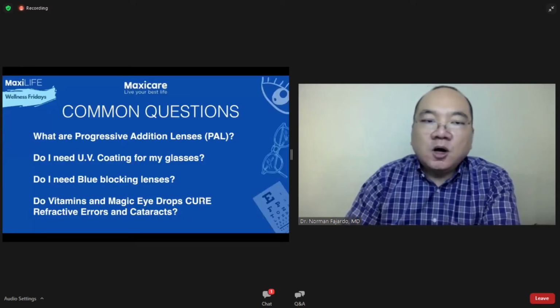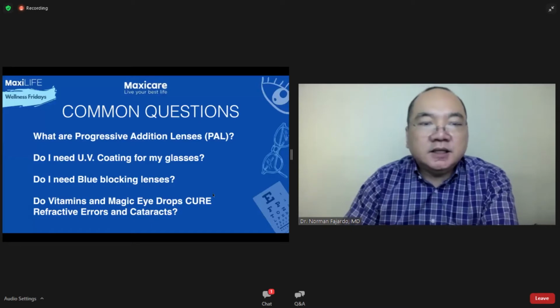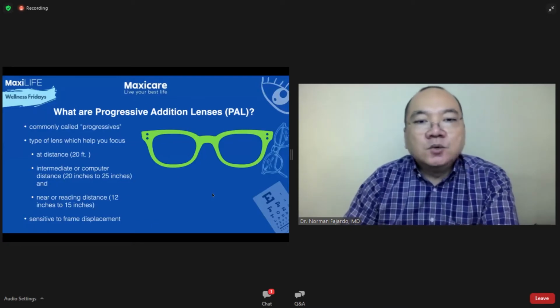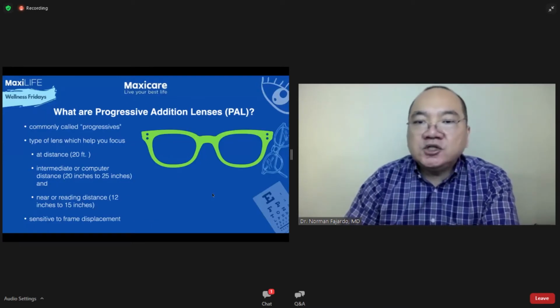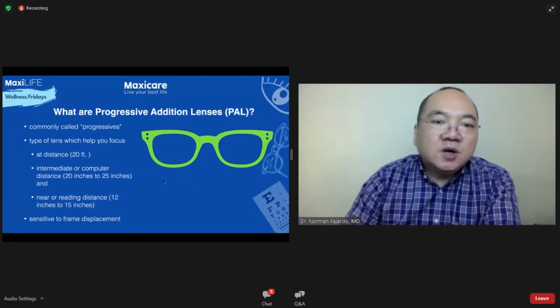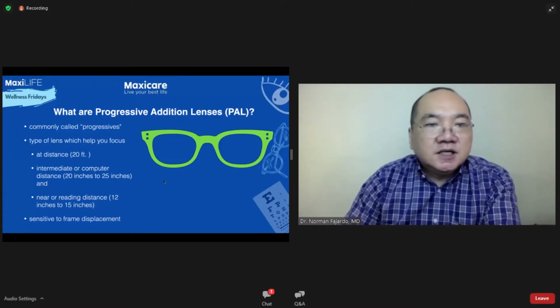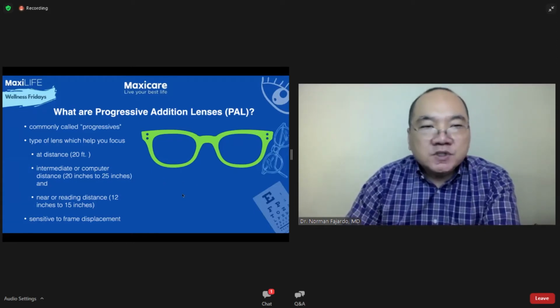So what are the common questions that are asked in the clinic? What are progressive addition lenses, or PAL? It is commonly called progressives. It's a type of lens which helps you focus at distance, this part here.